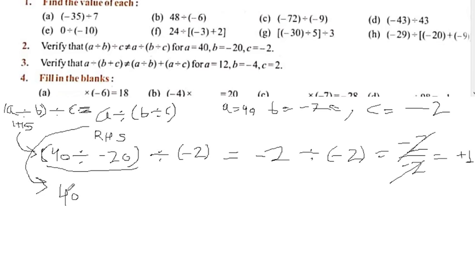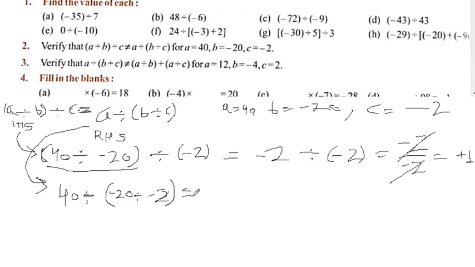Okay, A is 40, divided by B. B, what is there? B is minus 20. This minus 20 is divided by C. C value, what is here? Minus 2. Okay. Now close this bracket.